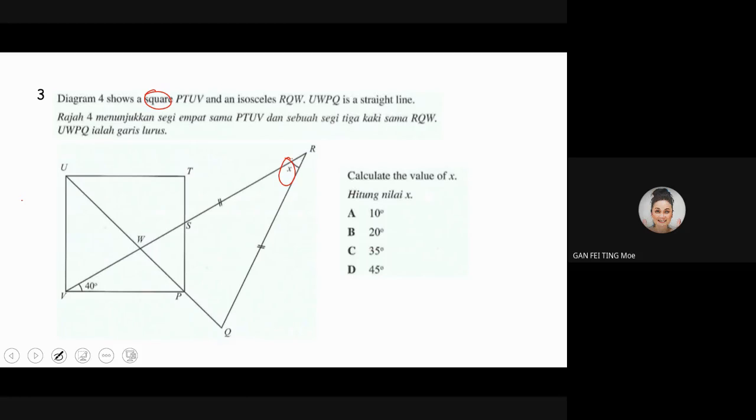How are we going to solve for x? You refer to the diagram. For you to get x, you have to go to the triangle WRQ. In WRQ, you do not know this angle. You know that it is isosceles. By knowing one of these angles, you will get the value of x. Then you can't do anything. Go back to the word square. Or you may go back to the information: why is 40 degree given to you? So then you start doing your work.